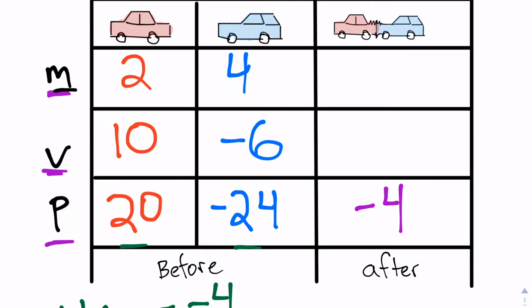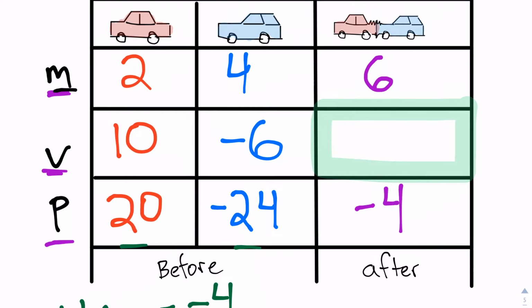Next step. Step number 5. We're going to fill in this box right here. We want to figure out what's the mass. Let me choose a different color for that. What's the mass of both of the objects after they collide? Well, if the red car was 2 kilograms and the blue car was 4 kilograms, they're just going to be 6 kilograms together.